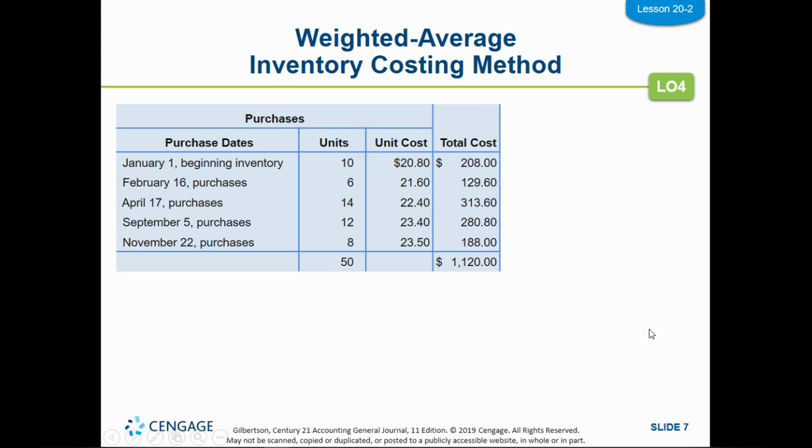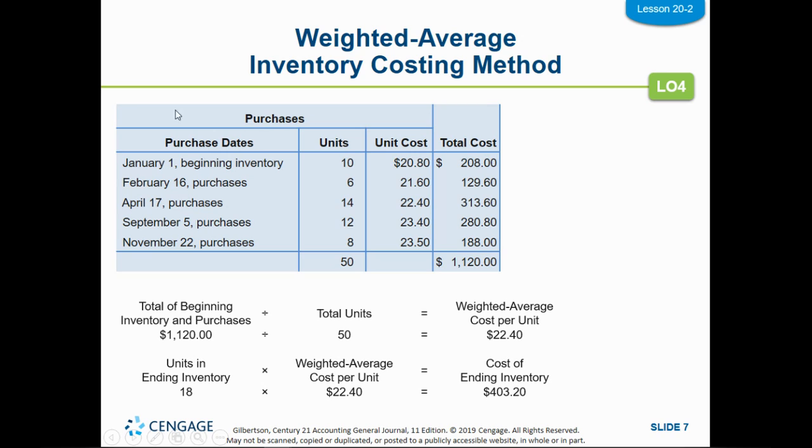If you look at this one, same thing. We have the same chart here, 50 units. When we do all of that, our total cost of beginning inventory and purchases was $1,120 of all of them that we bought throughout the year. We had 50 units, so we divide that total cost by 50, and that gives us our weighted average. Because when you buy inventory, depending on when you buy it, where you buy it from, vendors, and that kind of stuff, your unit cost might change a little bit. So this gives us an average for the year. Then we take the units we have left, 18, times that average, and that gives us our cost of ending inventory.